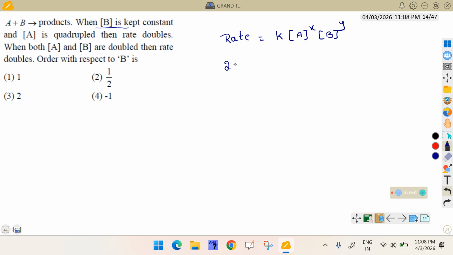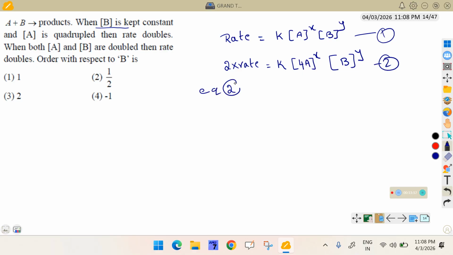That means 2 into rate is equal to K into (4A) power X, with B kept constant, B power Y. This is equation 2, and the original rate law is equation 1.